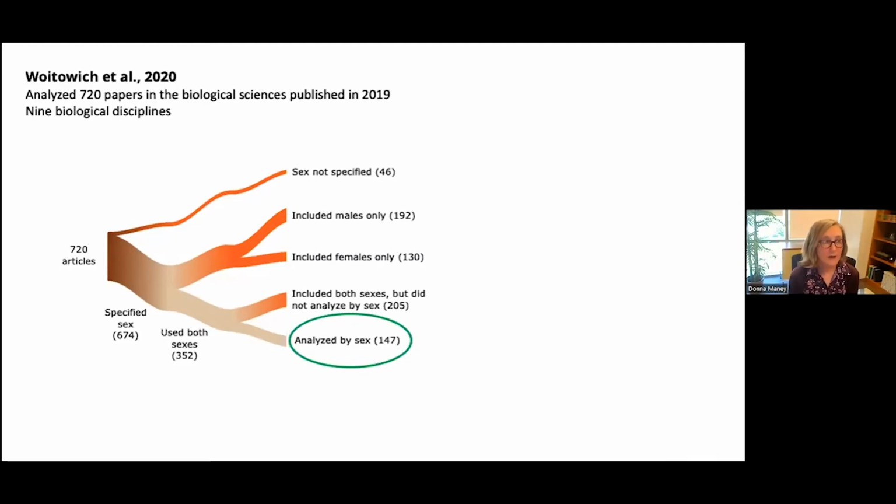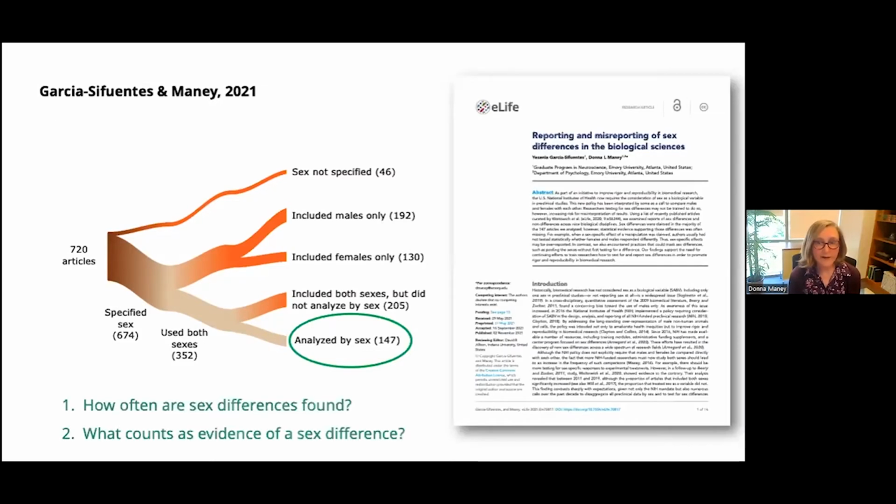I wanted to know how often the sexes were compared with each other in these papers, and if so, how often sex differences were found. So working with a graduate student, Yesenia Garcia Cifuentes, I asked these questions. When the sexes were actually compared versus being analyzed separately, how often were sex differences found? And then when a sex difference was reported, what kind of evidence was offered for that difference?